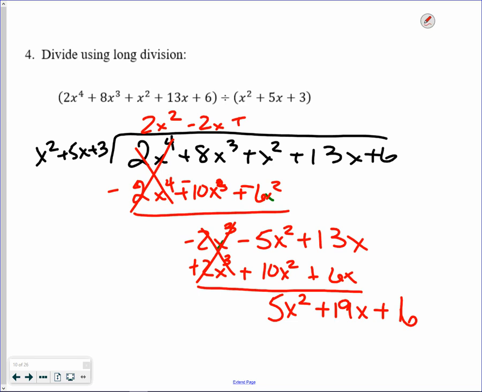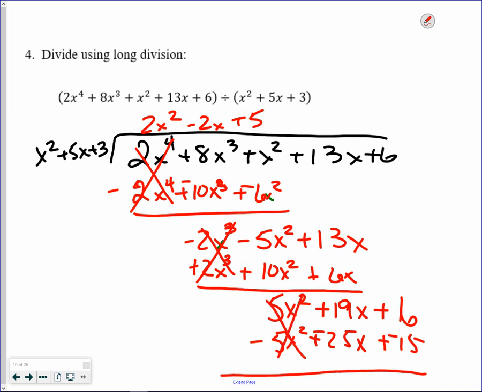Last one here now, it's a plus 5. 5x squared plus 25x plus 15. Change the signs in order to subtract. I get a negative 6x minus 9.